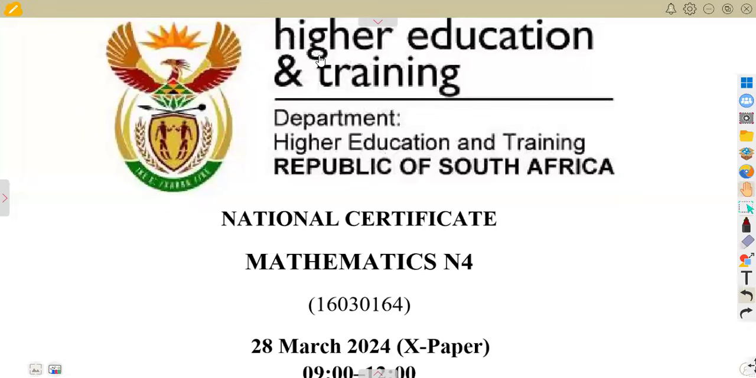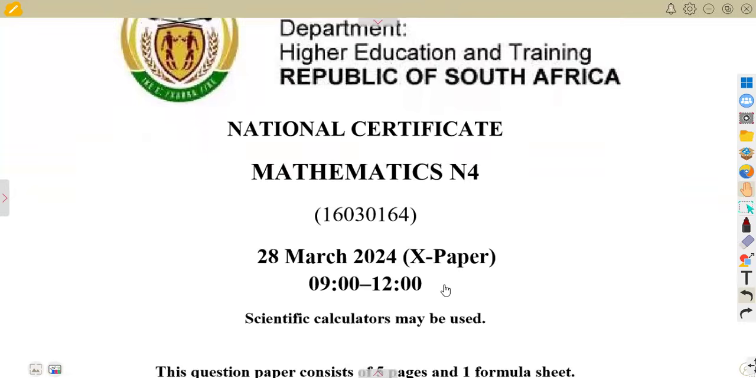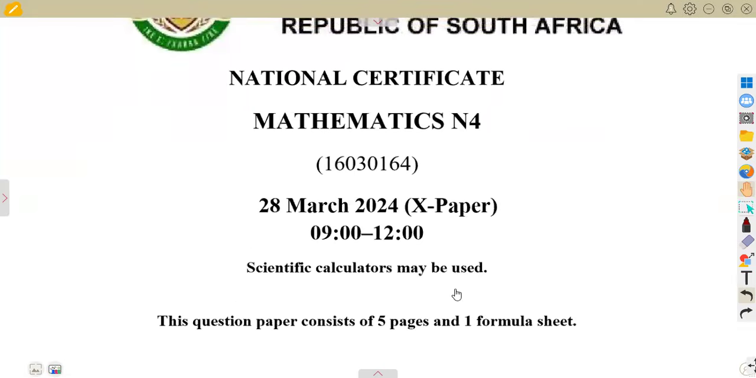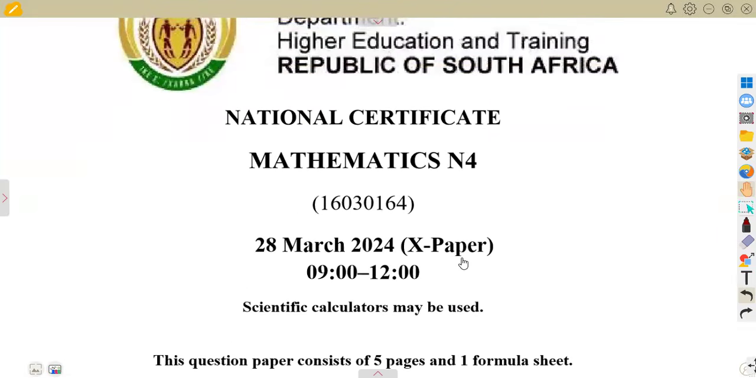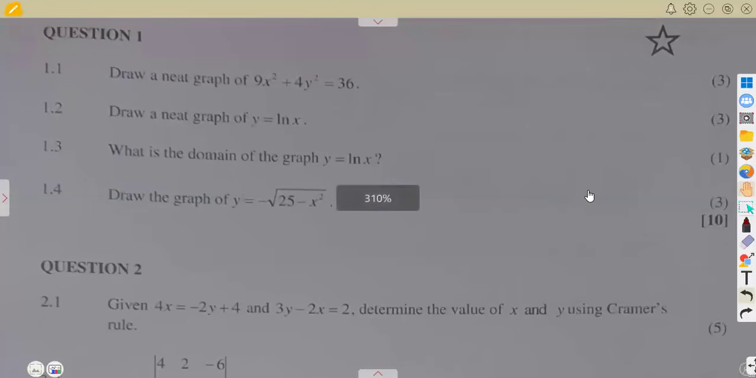So this is our revision of the March exam, which we had for our mathematics N4. So we are going to consider the full paper that we wrote so that we can see where we had the mistakes or some other methods that you could actually have used. Maybe you used another method, which was fine. We just want to see how we are supposed to attempt these typical questions.